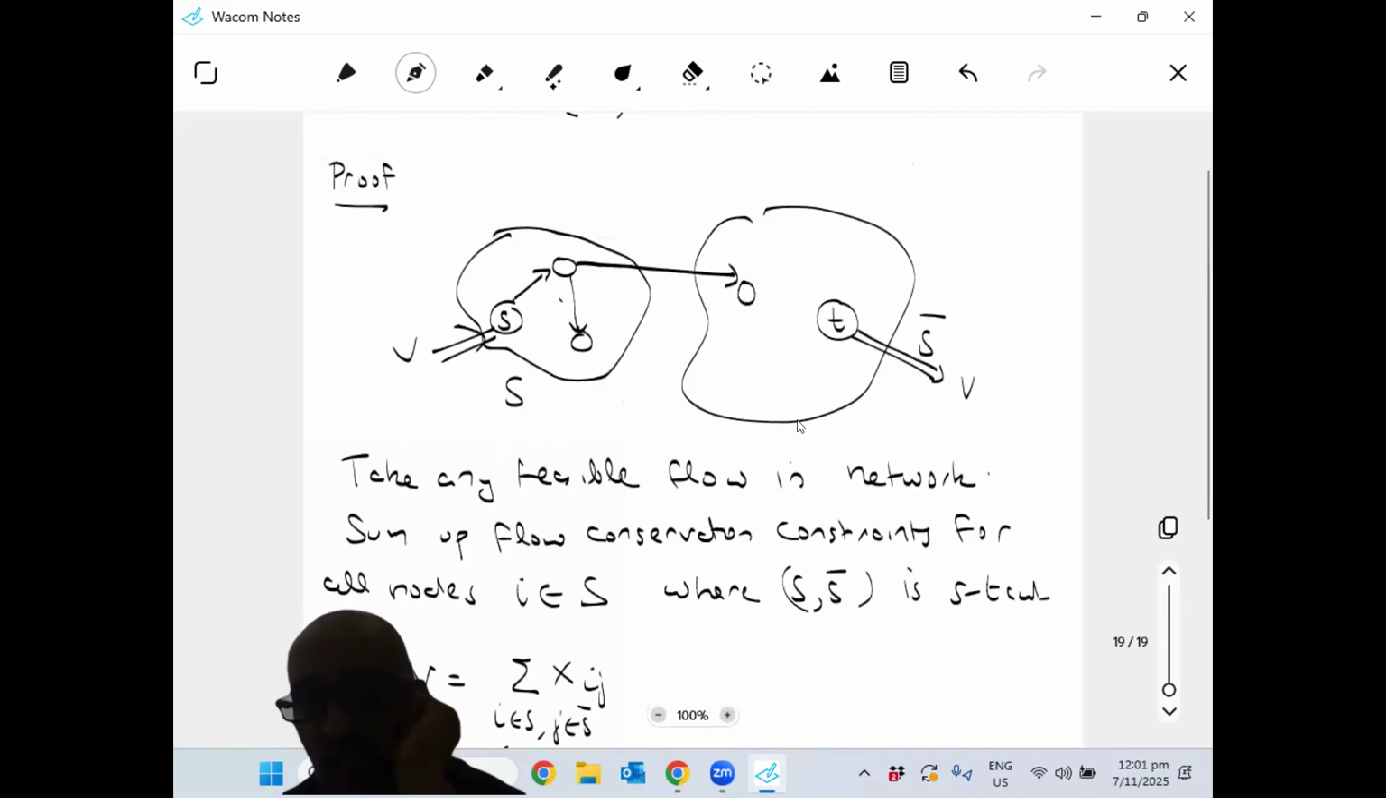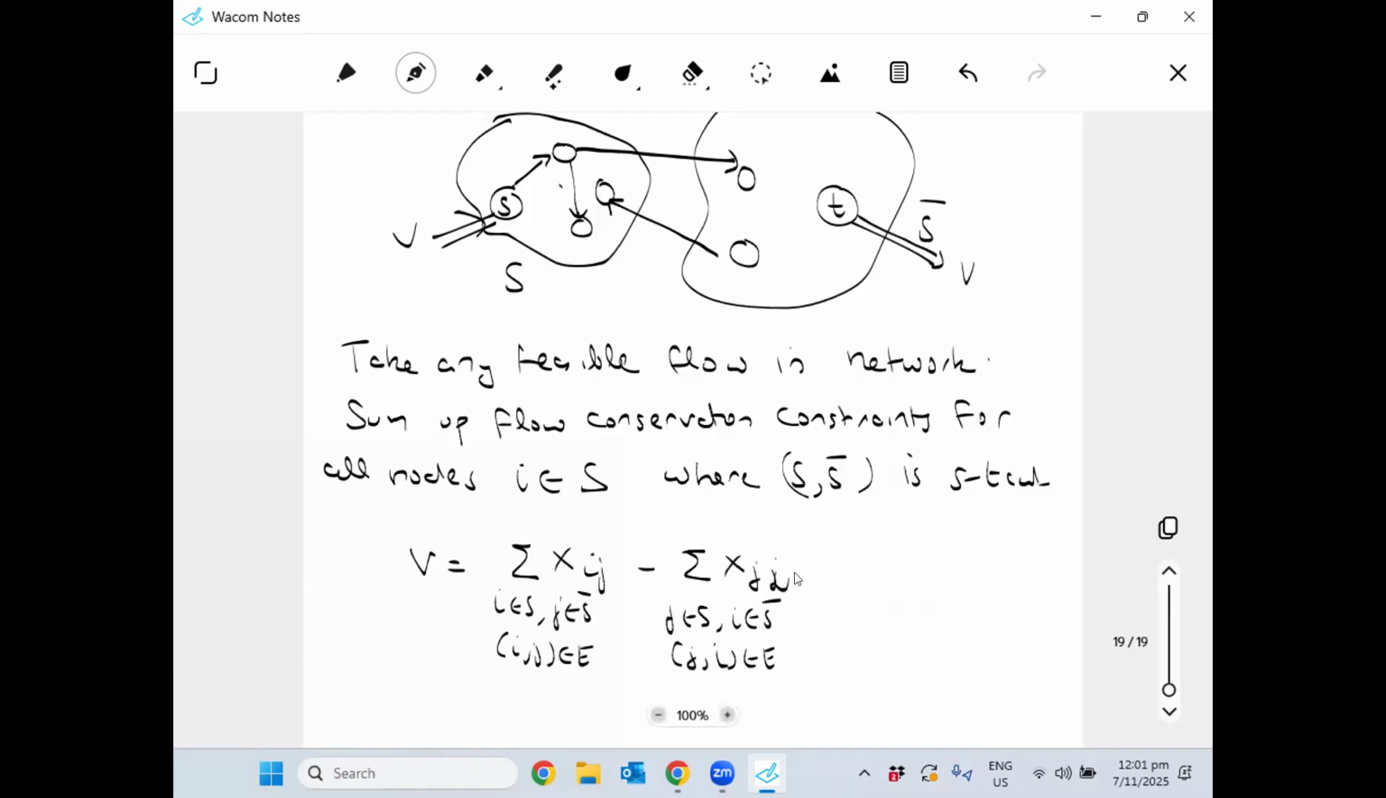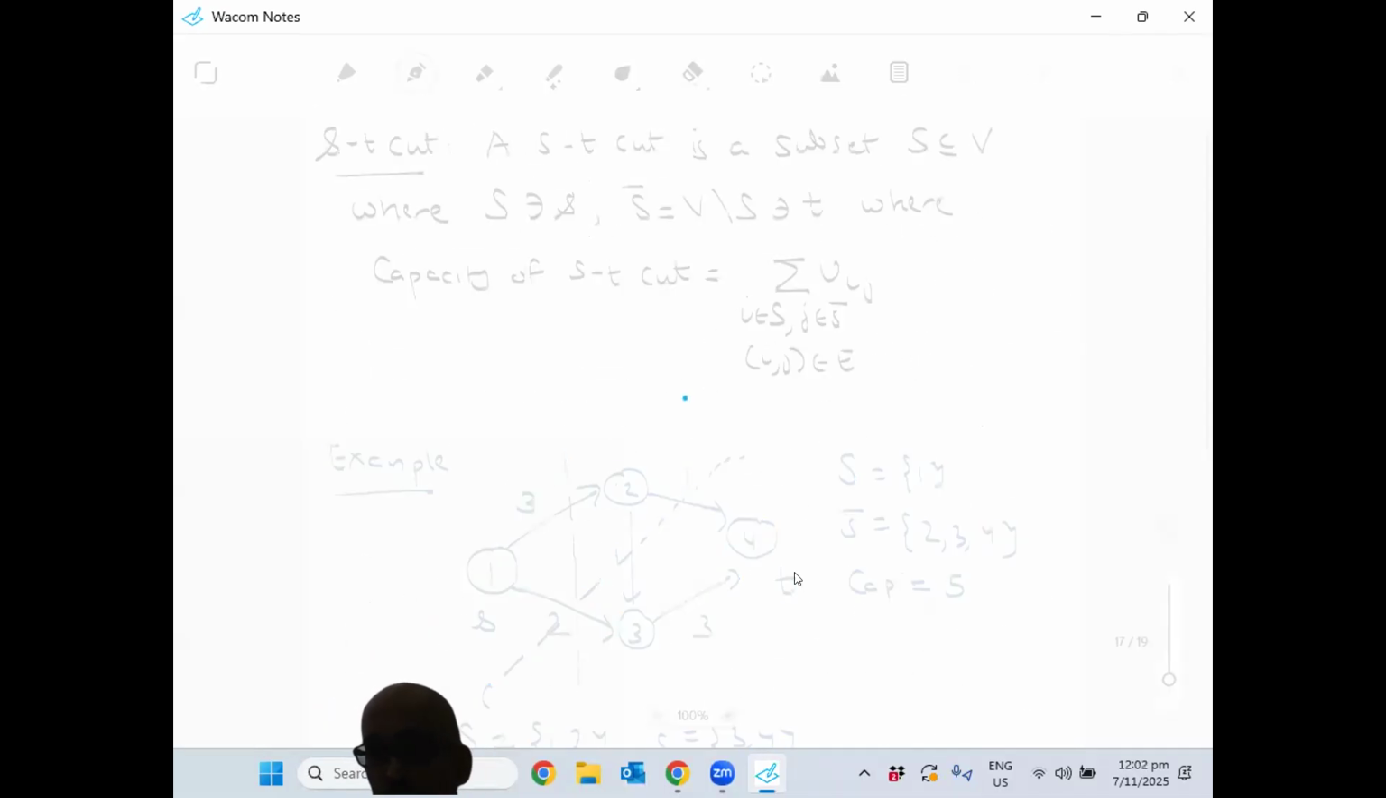I might have edges which go from S bar to S. This will show up in flow conservation for these nodes only one time, but with a minus one. So the total flow will be minus summation x_ji, j in S bar, i in S, ji in E. So if you add up flow conservation, you will get V equal to total flow going out from S to S bar minus total flow coming in from S bar to S. Just add up these constraints.